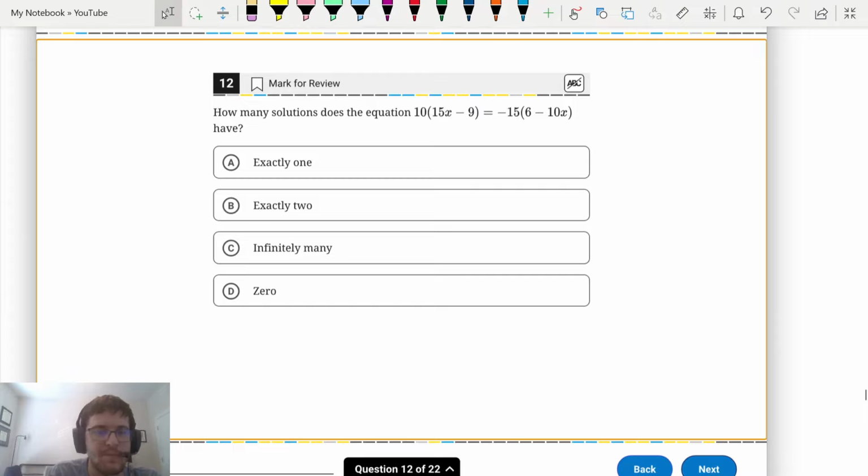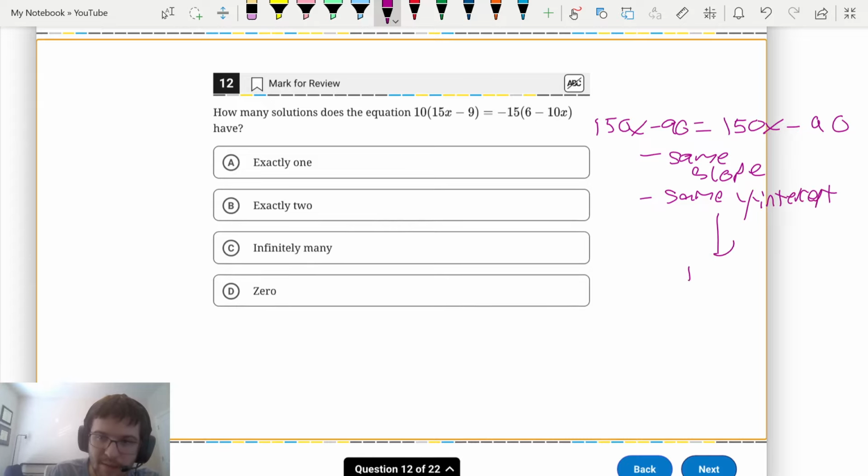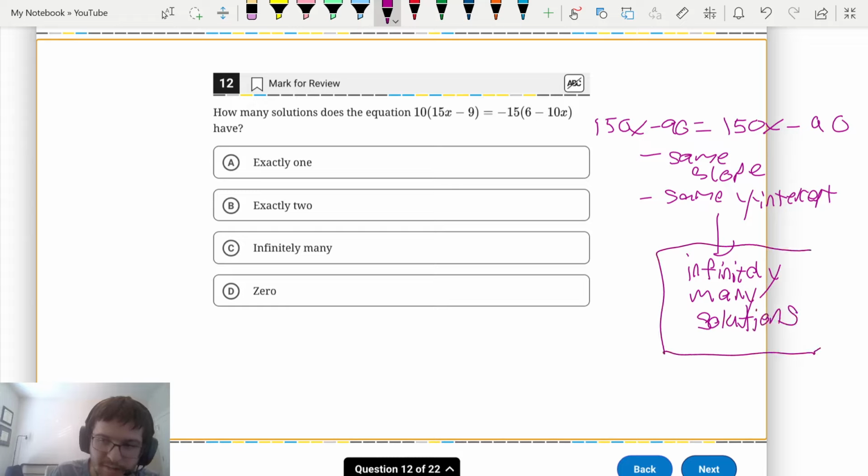Okay, so this one I'm going to distribute, and I get 150x minus 90, and then we also get 150x minus 90. So they have the same slope and the same y-intercept, and I was talking about this earlier in the video. Whenever you see that, it means they have infinitely many solutions. Whenever any equation looks the same on both sides, it has infinitely many solutions. But okay, so the answer is C.